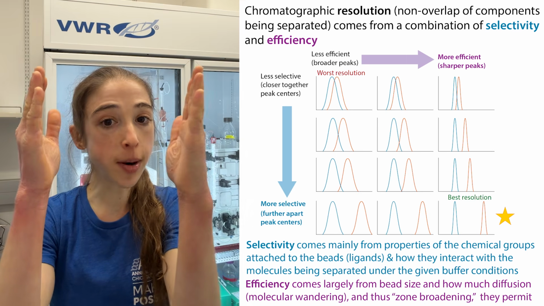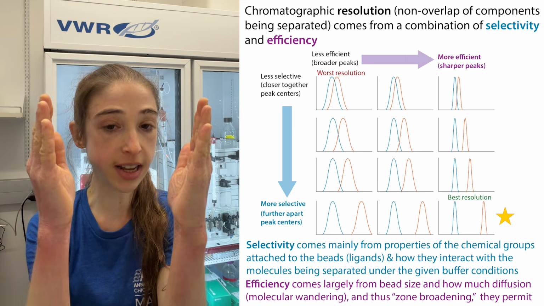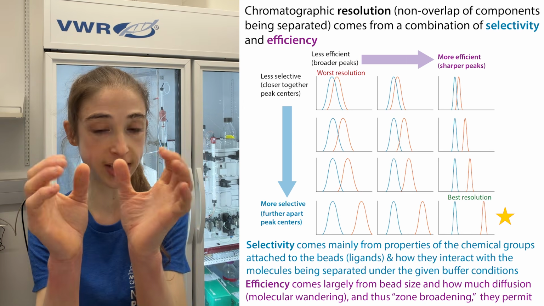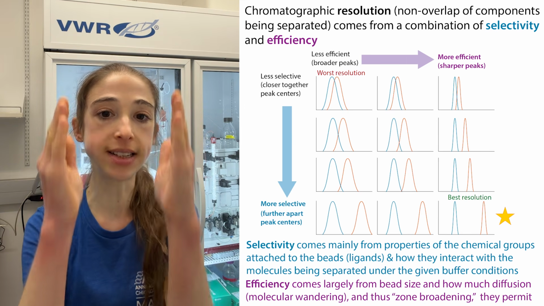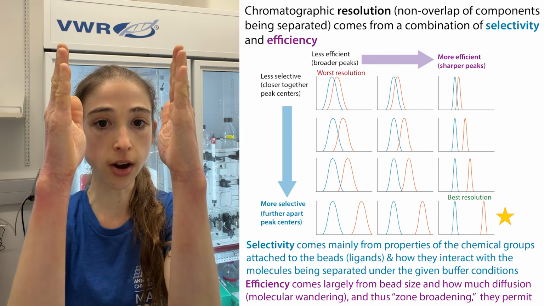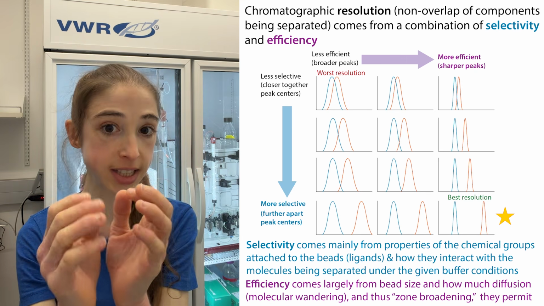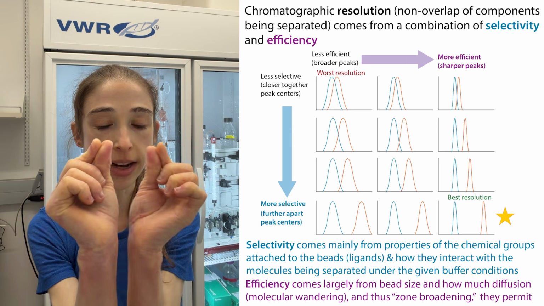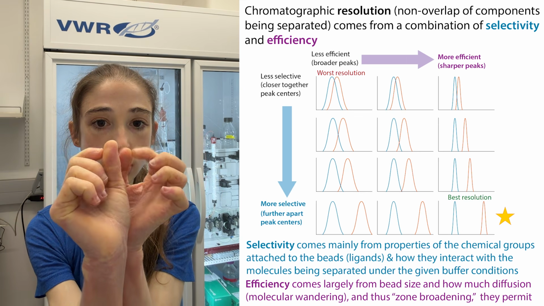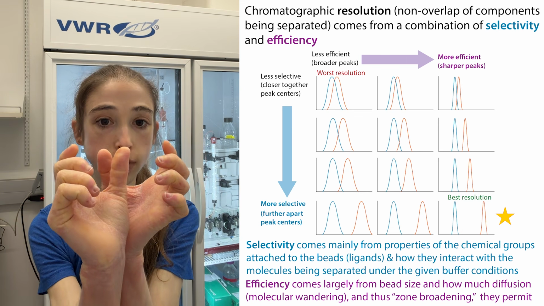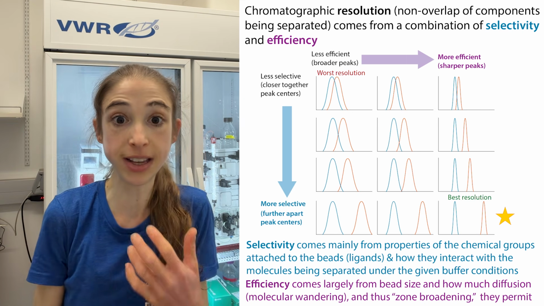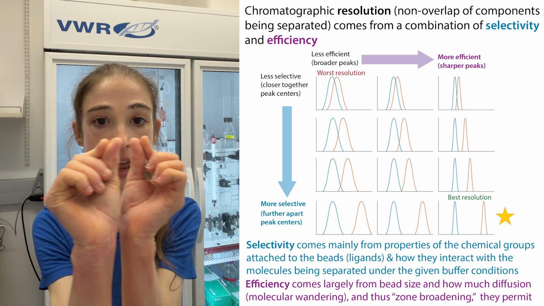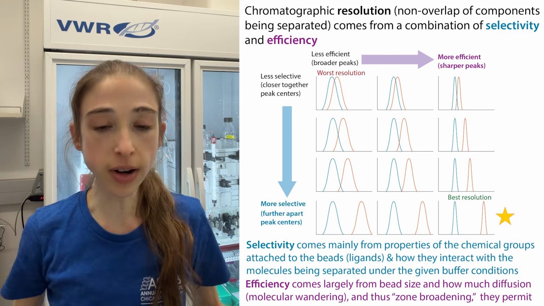So how far apart the seats are is your selectivity, and the man-spreadedness is your efficiency. Selectivity is how far apart the centers of the peaks are, and efficiency is how broad the peaks are. It's the combination of the two that determines whether or not the peaks are overlapping, whether the people's feet are tangling up with one another. So, selectivity and efficiency. And where does this come from?